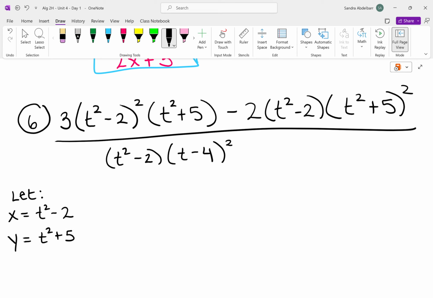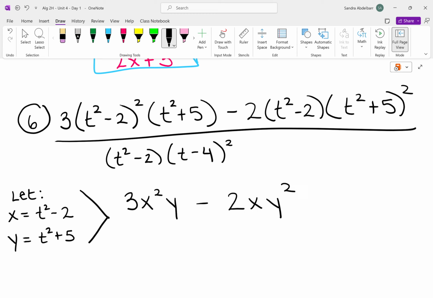Okay, so I'm going to let X equal t squared minus 2, and I'm going to let Y equal t squared plus 5. Are we okay so far? All right, so now what do I have?